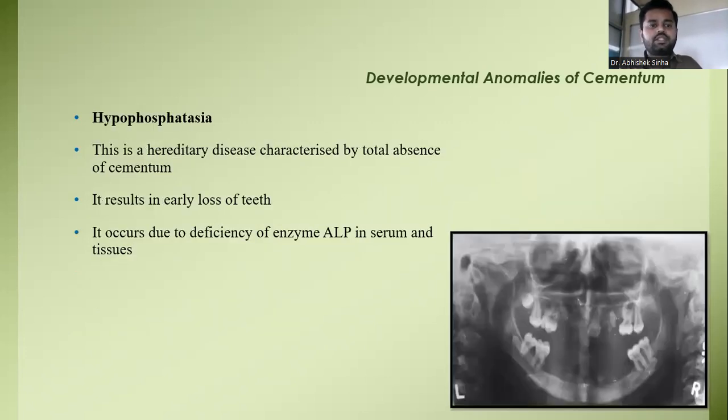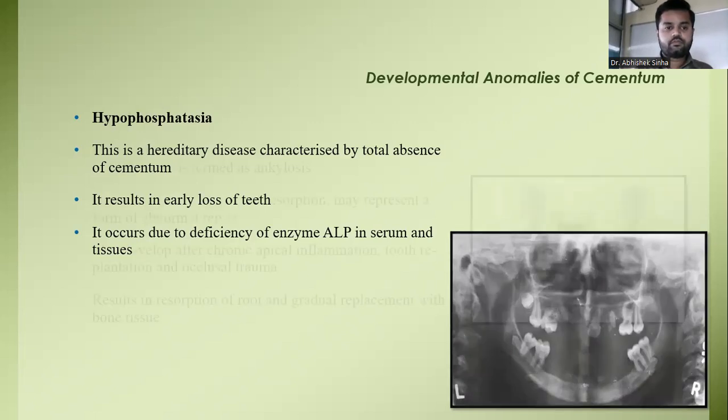Hypophosphatasia. So this is a hereditary disease characterized by total absence of cementum. See, the major function of cementum was attachment also, right? Now, if cementum itself is not there, it will lead to early loss of tooth. And this hypophosphatasia per se occurs because of the deficiency of the enzyme ALP, that is alkaline phosphatase, in the serum and tissues. So if you have a deficiency of ALP in serum and tissues, it will cause hypophosphatasia. That is early loss of tooth. So in such cases, the patient's age will be 20, 21, and he will have only around 5 or 6 teeth in his mouth.